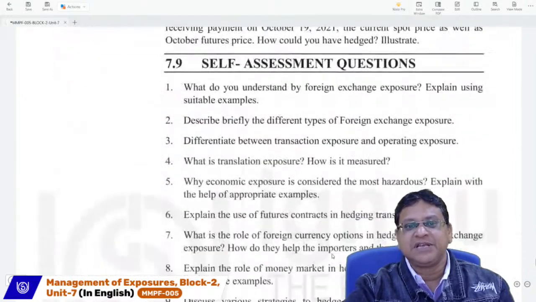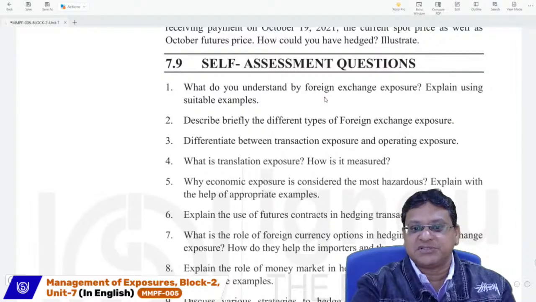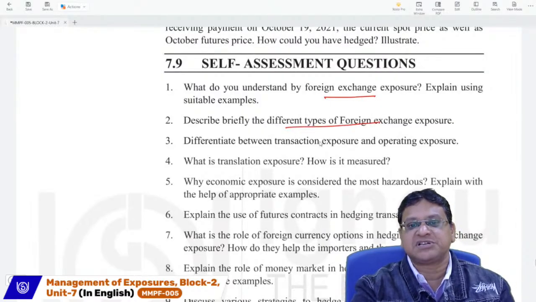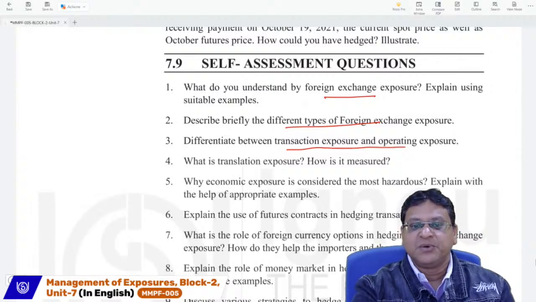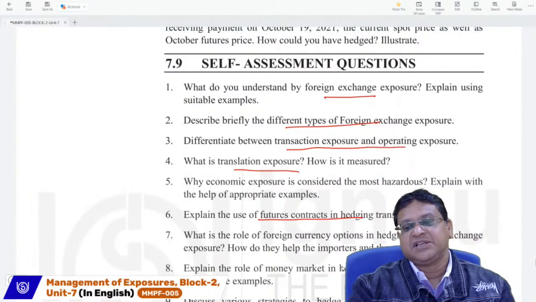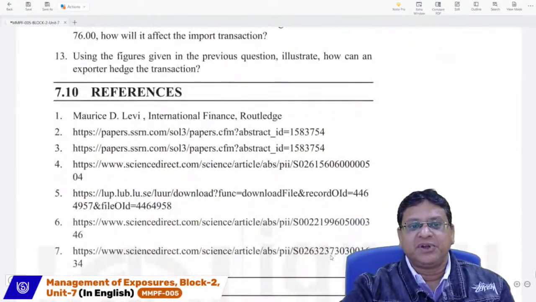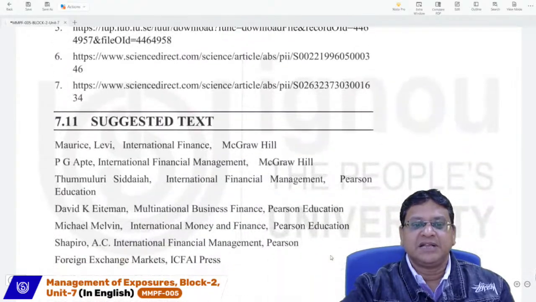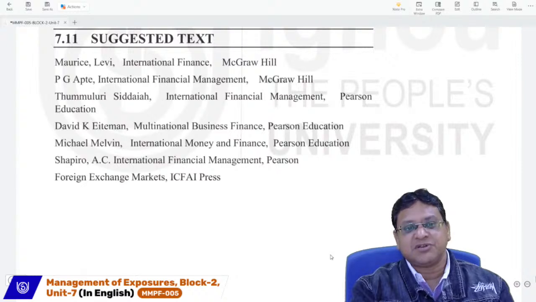These are the activities and these are the self-assessment questions. What is forex exposure? Different types of forex exposure. Distinguish between transaction exposure and operating exposure. What is translation exposure? And how futures contracts are used for translation risk. All these things you can read, and these are the references I have followed, and these are certain suggested textbooks to know more regarding this subject.